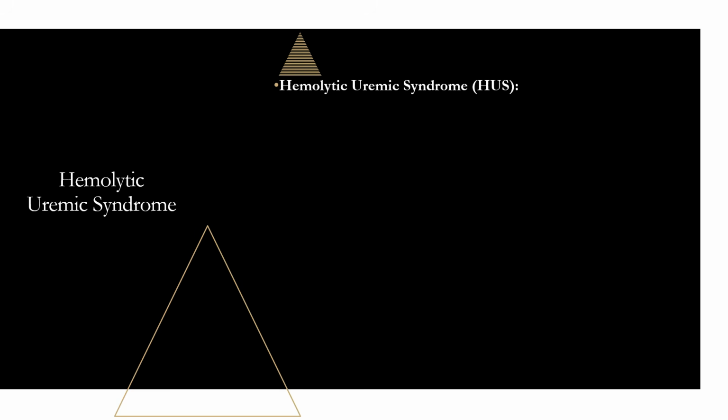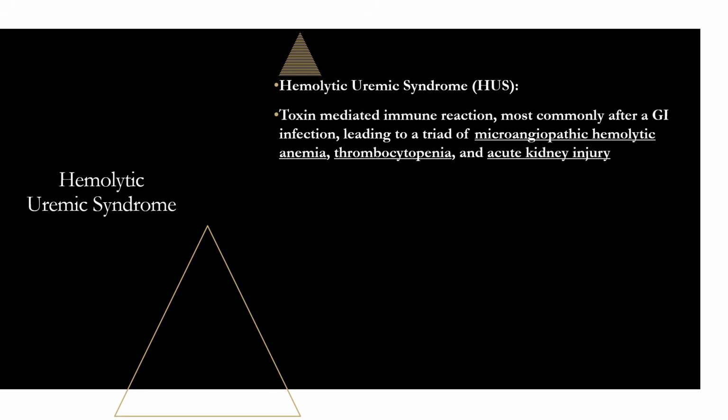So this is a toxin-mediated immune reaction. It's most commonly after a GI infection that leads to this triad. The triad is going to be microangiopathic hemolytic anemia, again, thrombocytopenia, and then acute kidney injury, which is somewhat unique here. We saw it in TTP as well, but it's more important for HUS. This isn't one of the triads where some patients will have one of the three. HUS is the presence of all three. So you're not going to have a patient that just has anemia. It's all three to make that diagnosis of HUS.